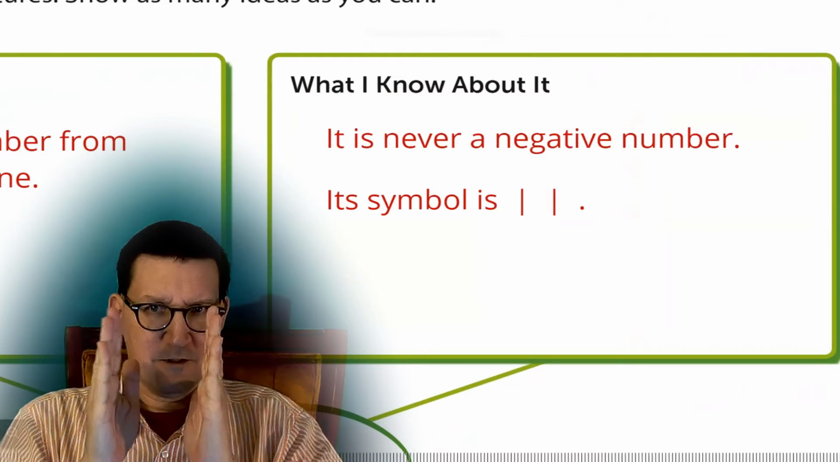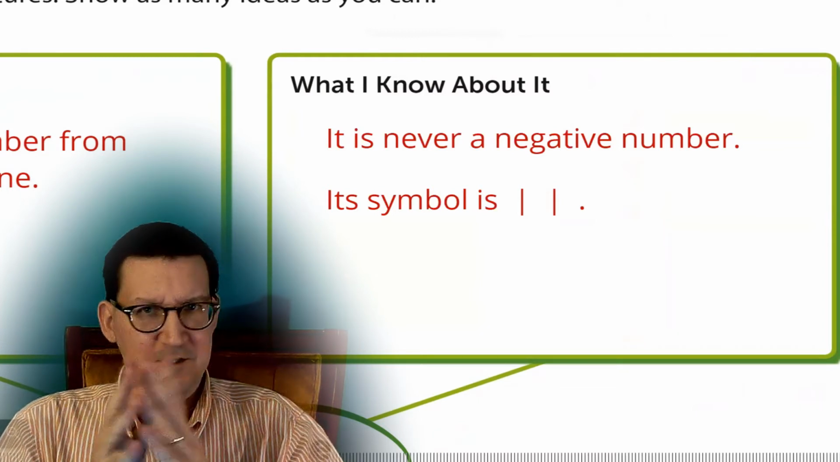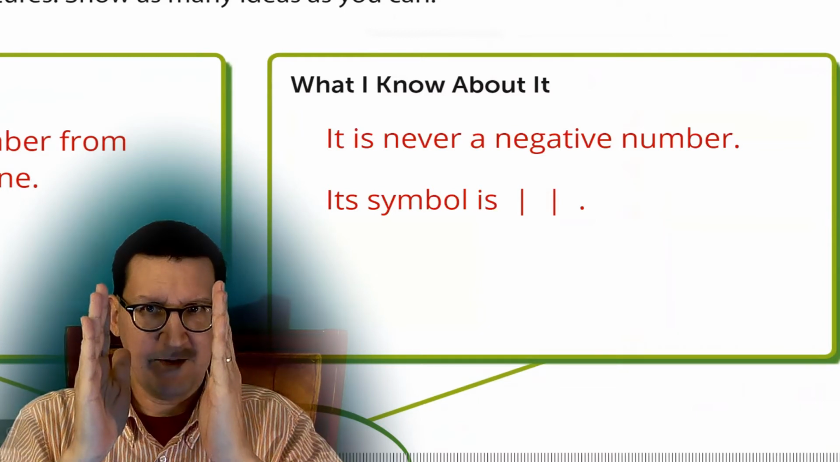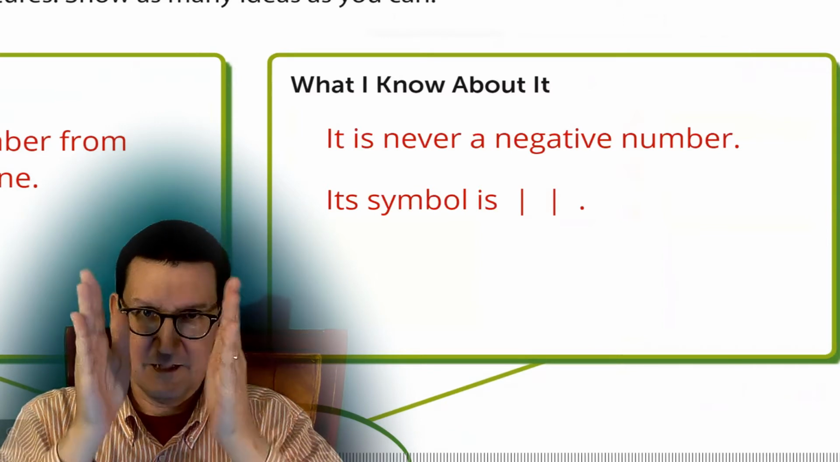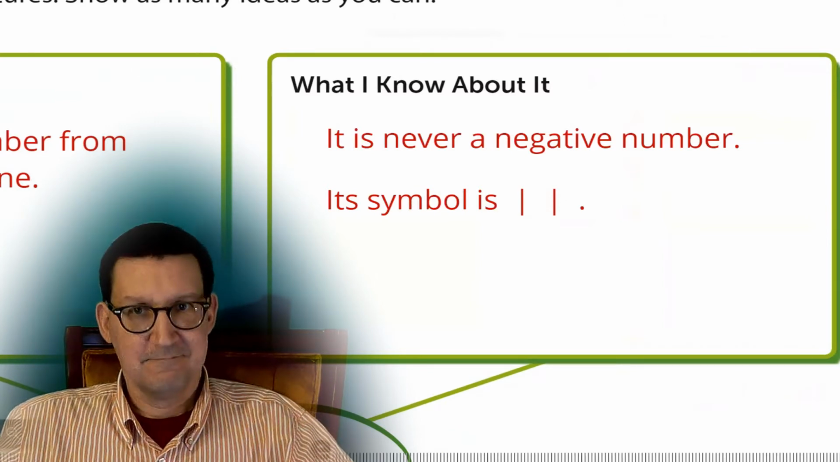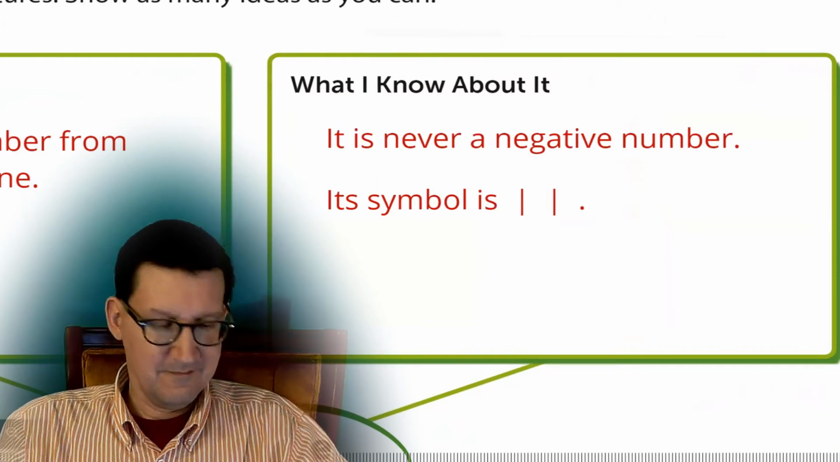Think of it this way. Those two bars are like when you're showing the distance of something, you say it's from here to here. It's like you hold your hands up like that. That's like what those bars are. It's the distance between two things. Think of it like that. That's how I always thought of it.